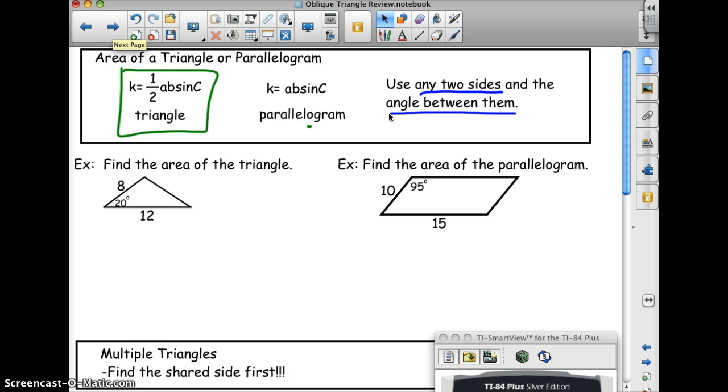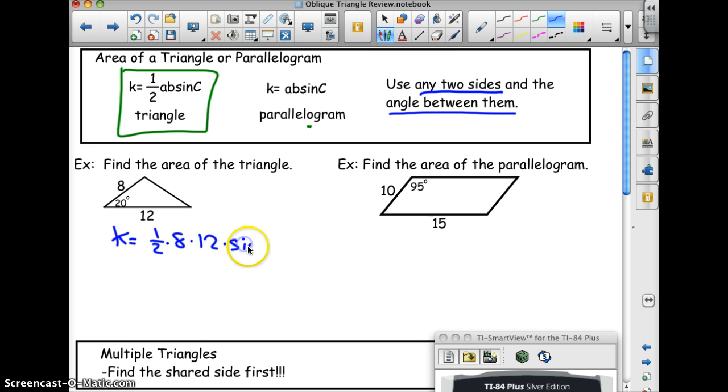All right? So you can see here I've got 8, 12, and 20 degrees, and they want me to find the area. So K is going to equal 1/2 times 8 times 12 times the sine of 20.